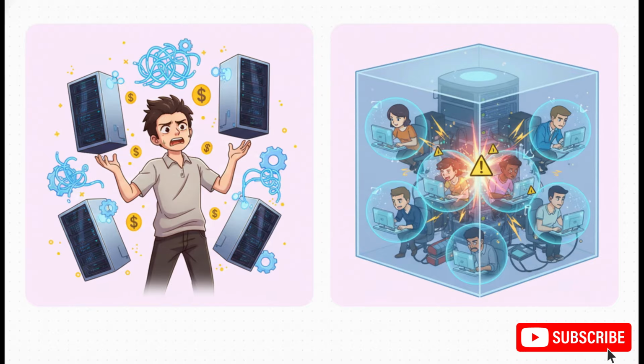Now on the right, you've got the cheap route. Just stick everyone into shared namespaces on one big cluster. It saves a ton of money up front, but man, it's chaos. Everyone's sharing the same control plane, so the walls between teams are paper thin. And that leads to some major headaches.